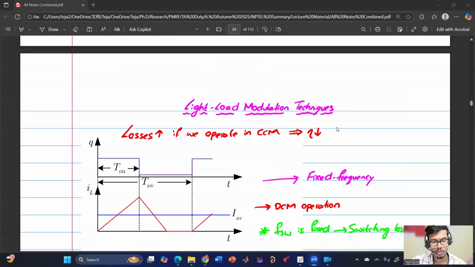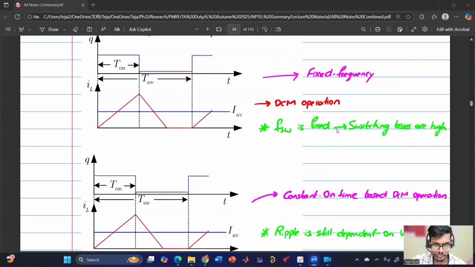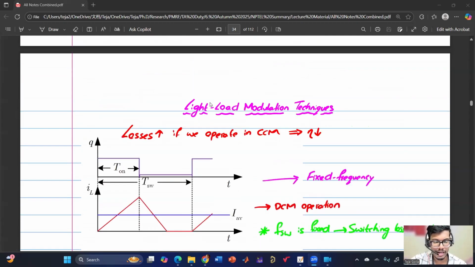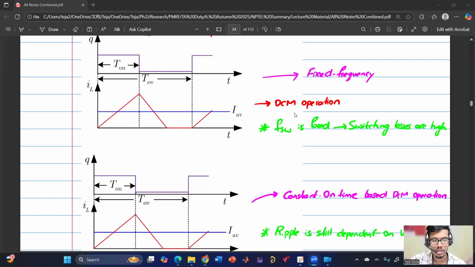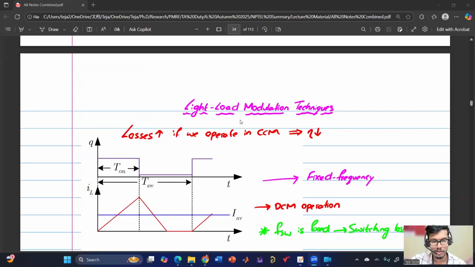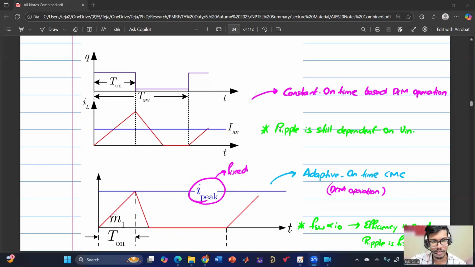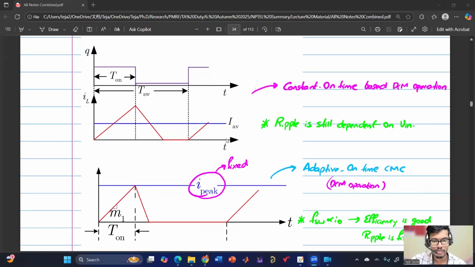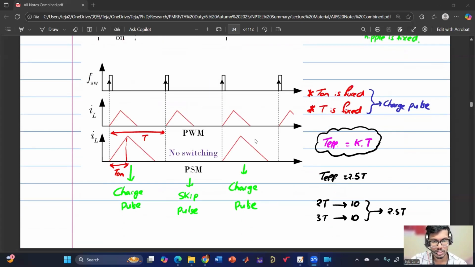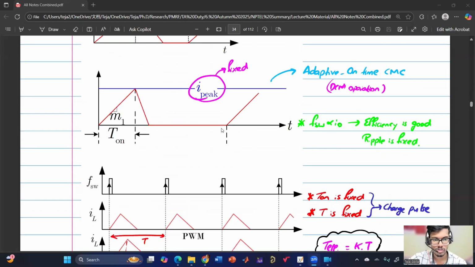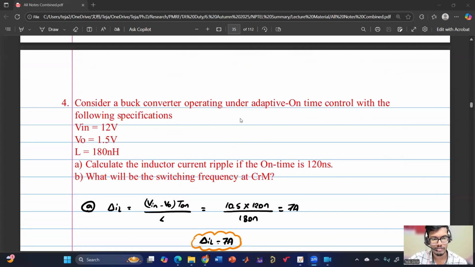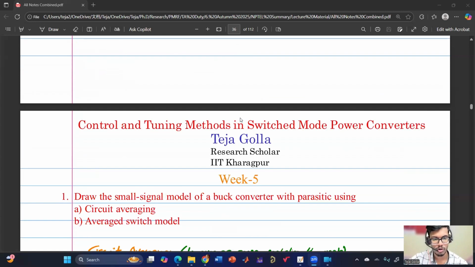And then we also discussed light load modulation techniques. Why are they important? Because in order to improve the efficiency when the load current is small, we need variable frequency. DCM is one thing, but we can also have variable frequency. We discussed adaptive on time and pulse skipping modulation, and we understood how they work and how they can improve the efficiency. And we solved one problem on adaptive on time as well.